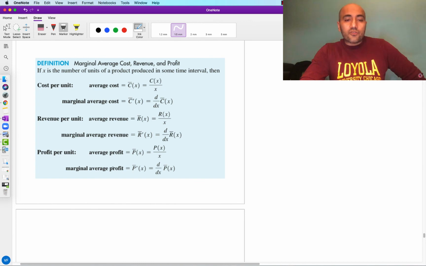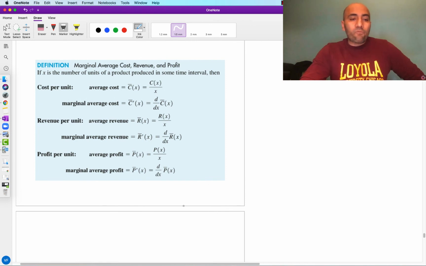Very often you'll just be asked, find the marginal average profit function. The first thing, though, is to find the average profit function. Take the total profit function divided by X. That's the average profit function. And then take its derivative. It's important to do it in that order.